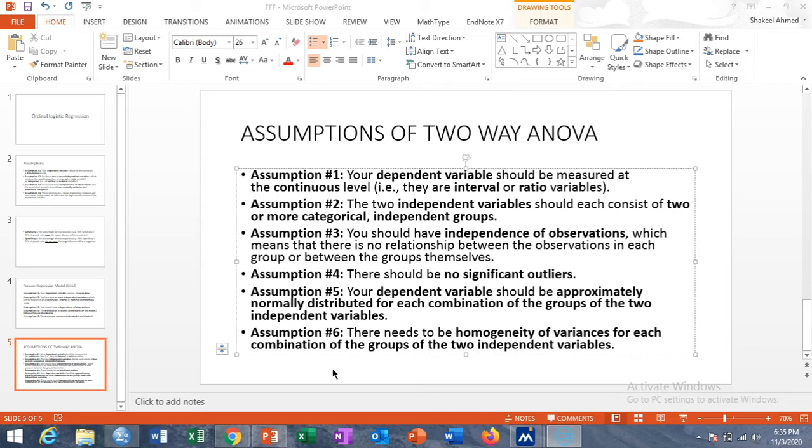There should be no significant outlier, that is also a basic assumption of many parametric tests. And the dependent variable should be approximately normally distributed for each combination of the groups of the two independent variables. That means for each group or each cell, the distribution of the dependent variable should be normal. And the last assumption is that the variance for each group should be homogeneous within group. The group variance should be homogeneous.